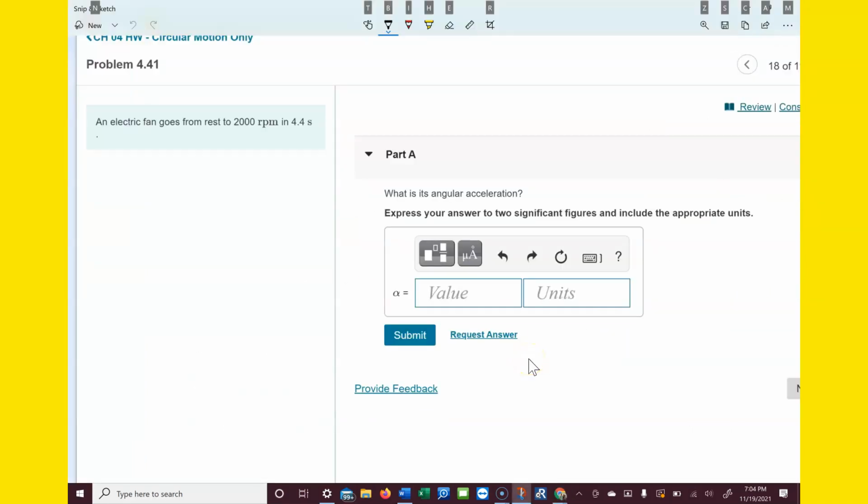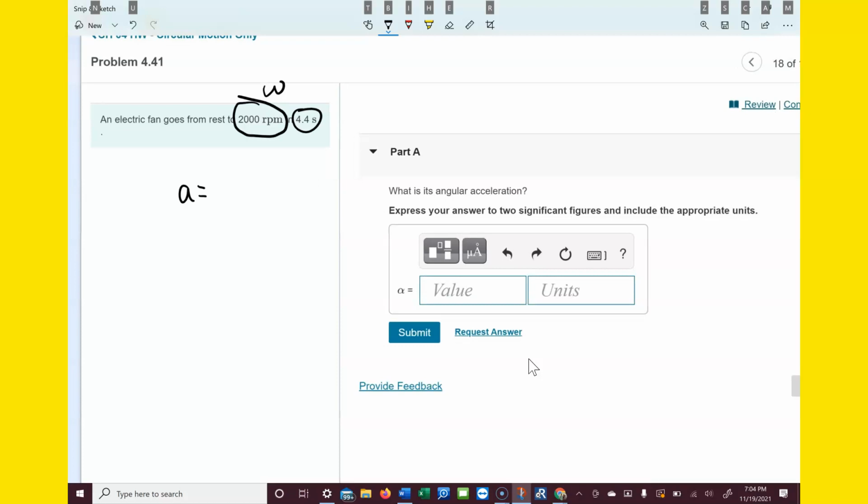Alright, this is number 18. So I am given the omega, and I'm given the time. So if we start with an acceleration, we know that there is an acceleration. It's actually angular acceleration. I should write it alpha. Angular acceleration alpha. And then omega is the alpha times the time plus the initial omega, but we can say that the initial omega is from rest, so it's 0.